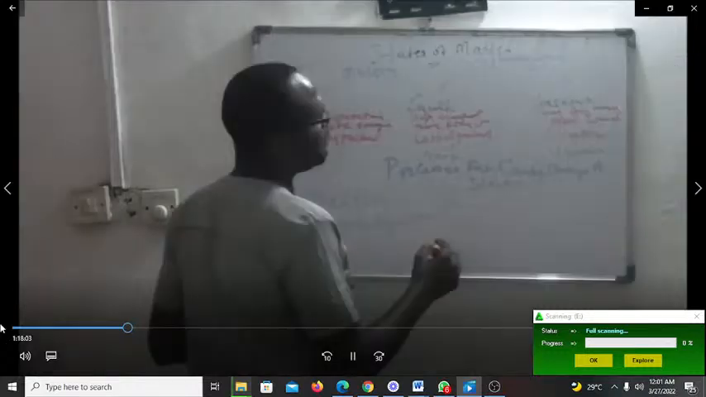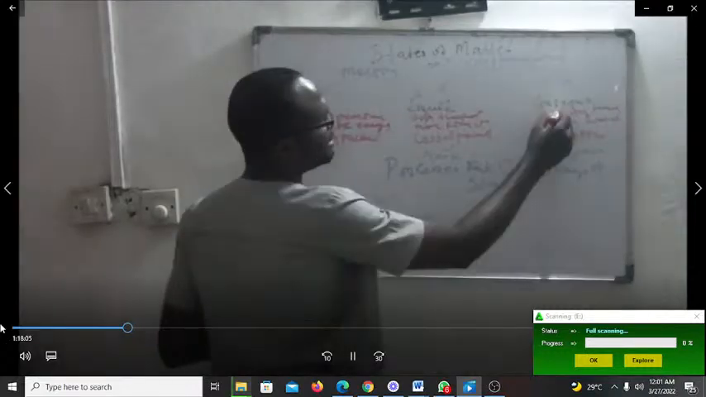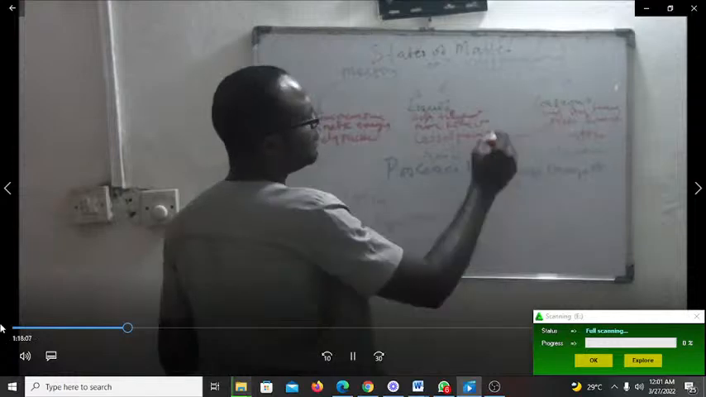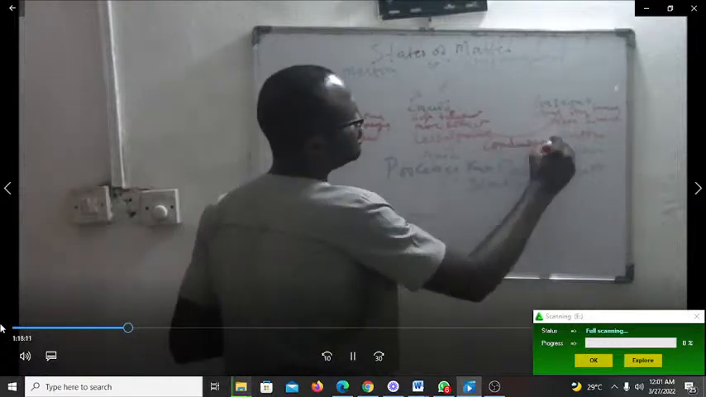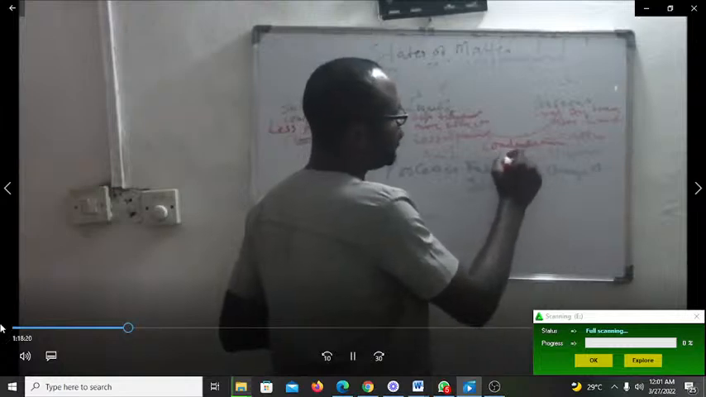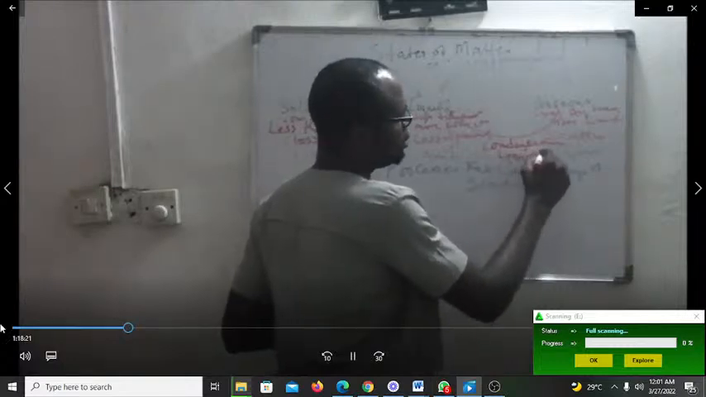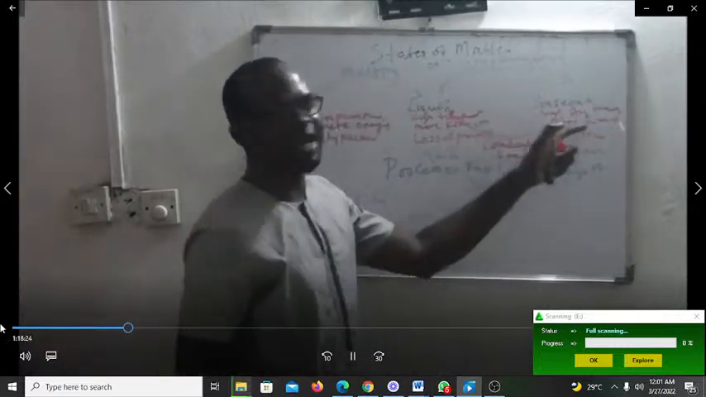Condensation. What happens in condensation? From gaseous to liquid. We have condensation. What other process happens? This condensation can also be called liquefaction. That's turning of gas into liquid. Liquefaction is another word for condensation.